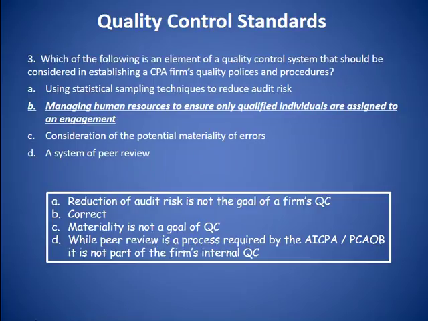Then C, we talk about consideration of the potential materiality of errors. Again, materiality is not a goal of quality control. And then D, a system of peer review. Peer review is a process that is required by the AICPA and the PCAOB, but it's not part of a firm's internal quality control.